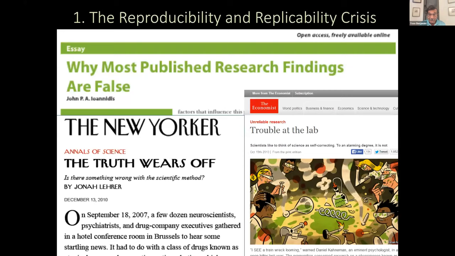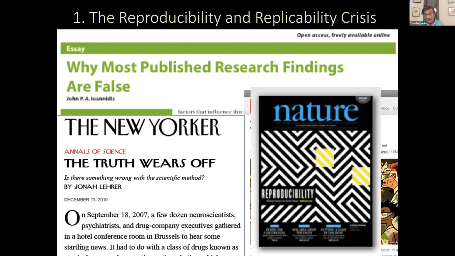So, the reproducibility and replicability crisis is familiar, but I will just mention shortly as an introduction that even though it started in science in the last century, in the 1990s and so on, it caught the attention of the public with Ioannidis, why most published research findings are false. With this kind of headline, there was no wonder that the general public got interested, and the truth wears off, titles and trouble at the lab and so on and so forth. And this kind of pressure from the general public, not from the scientific community, has created at the end, and not quite at the beginning, attention of Nature and Science.